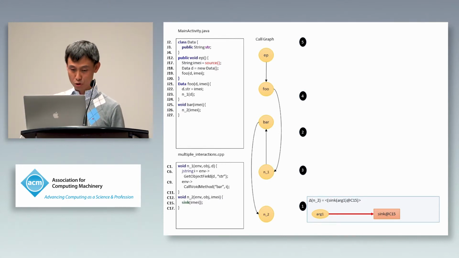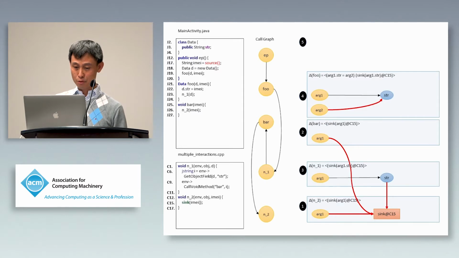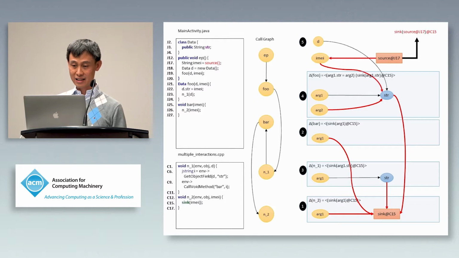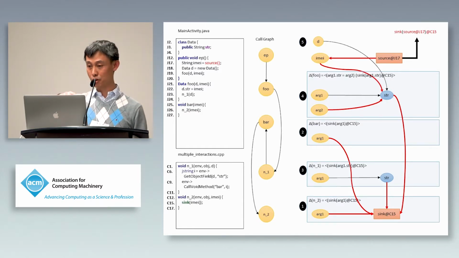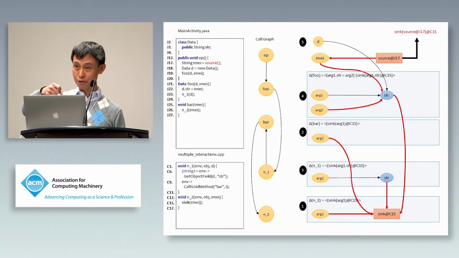This is the summary of that function. And then we just keep doing that. When the caller function calls this function, it uses that summary and keeps going. Then we are able to build up the data flow facts in the end, showing that the source at J17 is actually going to flow to the same sink as C15. So I was going pretty fast here, but details are in the paper. Basically, every step we just apply the summary of the callee.